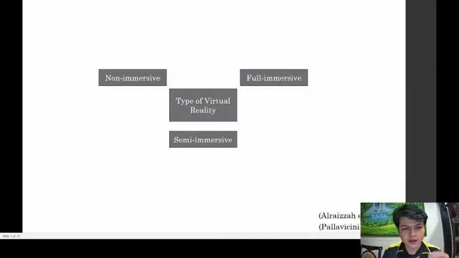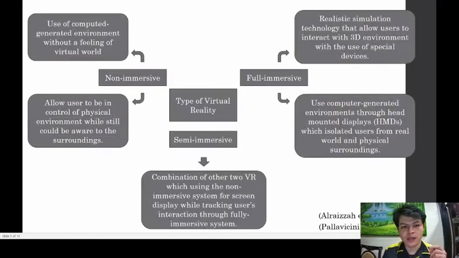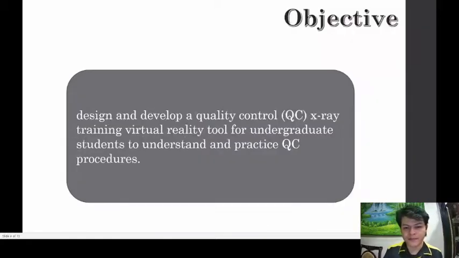Types of virtuality consist of non-immersive, full immersive, and semi-immersive, but we are focusing now only on non-immersive. It's like playing games through phones and even laptops. Our main objective is actually to create a virtual simulation of a quality control of general X-ray for undergraduate students to learn more about practices and procedures.